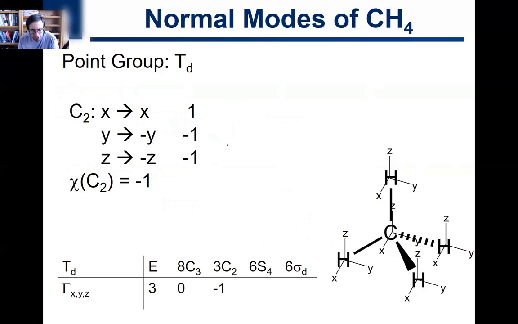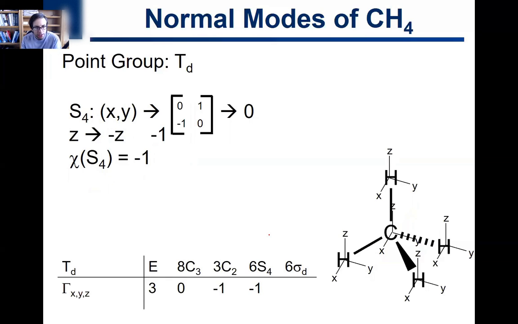Now we can do a C2. We can define the C2 as going through one of these. Again, remember it bisects the angle, so I showed it going through one of these axes to make it simplest. So going through the x-axis, it's a C2, and so that's going to make a y vector become negative y, and x is going to stay the same, and z is flipping. So the whole molecule is flipping. It's 180 degrees. So you got a negative 1, a negative 1, and 1. That gets you negative 1.